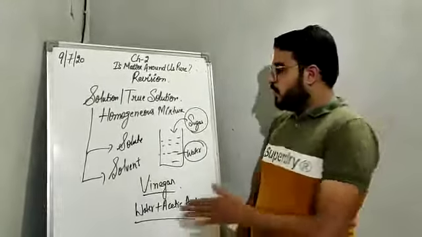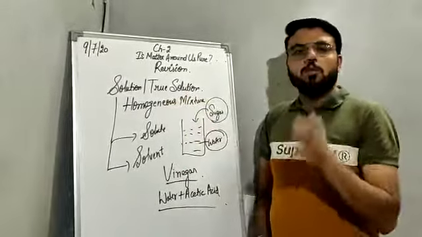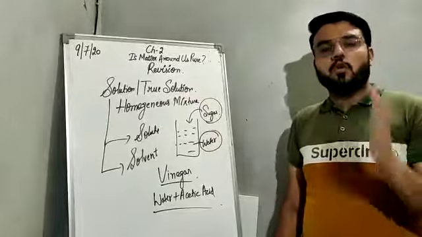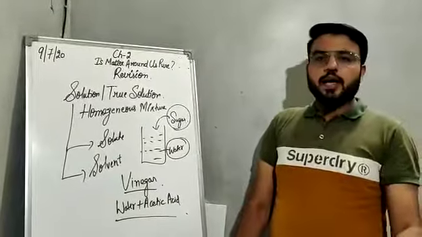True solutions are homogeneous in nature. They are homogeneous mixtures. The particle size is so small that they cannot be seen by the naked eye.